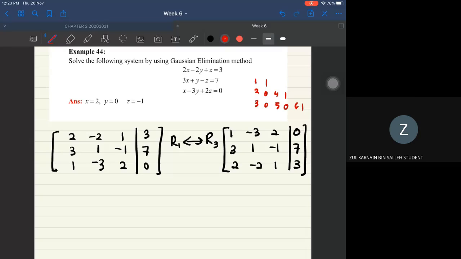Okay, meanwhile saya tengah ambil attendance, kita buat lah. Okay, so macam mana nak jadikan 3 dengan 2 tu kosong? Apa equation yang perlu awak buat?